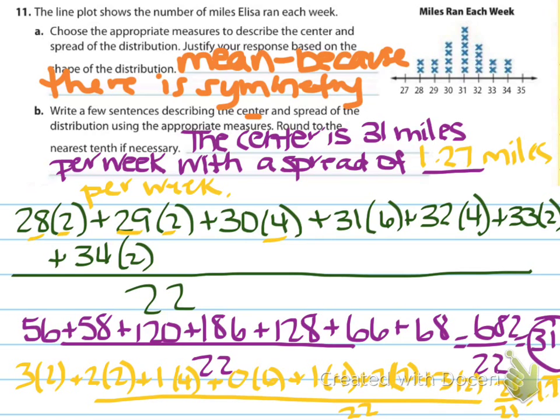Okay, so I added up all my amounts. Here is where I showed where I combined my numbers. I knew that there were 2 28s, 2 29s, 4 30s, and so I multiplied each of my values so that I wouldn't have so many numbers to write down. And then I multiplied them all together, and that's what I did here. And then I added those together and then divided by the 22.